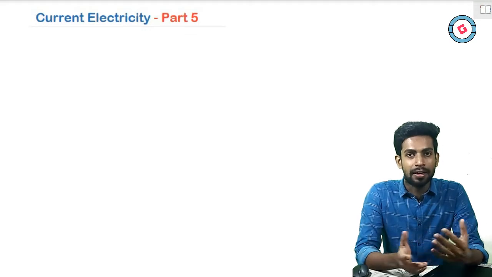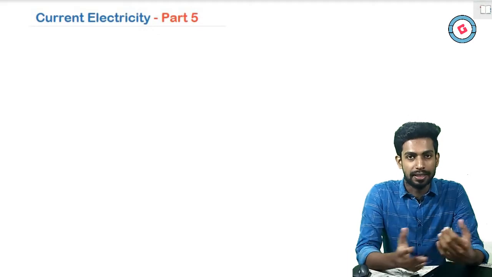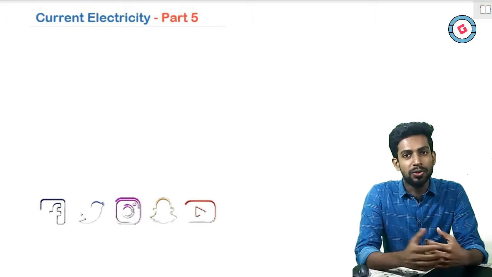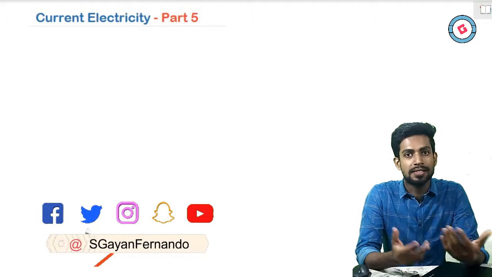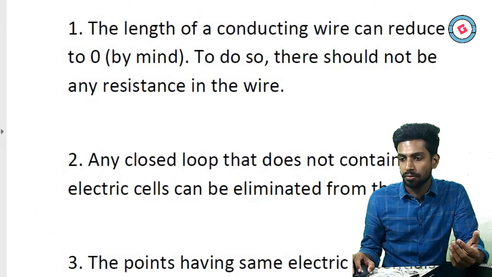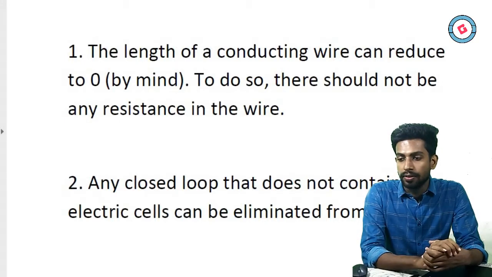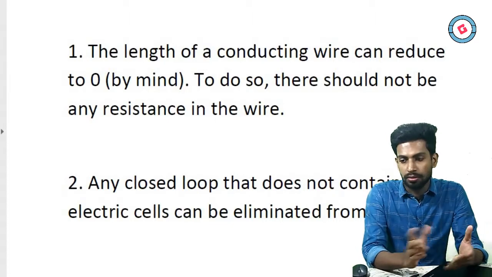Today's video is the 5th part of the video series on current electricity. As I said before, we are going to learn about some important theories behind systems of resistors. The first theory goes like this: the length of a conducting wire can be reduced to 0 by mind.